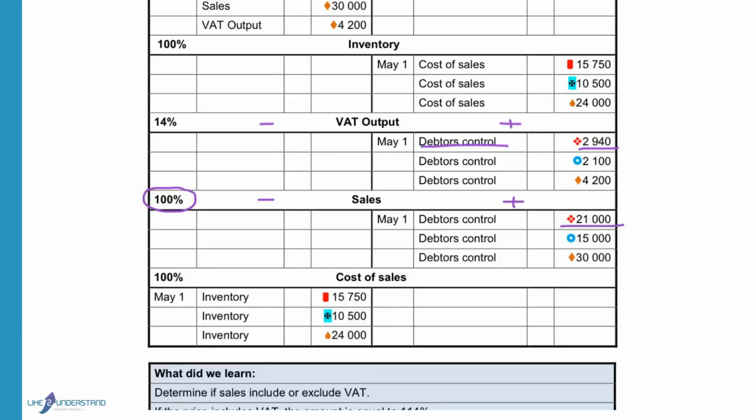For the cost of sales, we will debit cost of sales because it's an expense, and expenses increase on the debit side with 15,750, and we will indicate that the double entry is on the credit side of the inventory account. Inventory is an asset that increases on the debit side, decreases on the credit side when we sell goods because now we have less inventory.